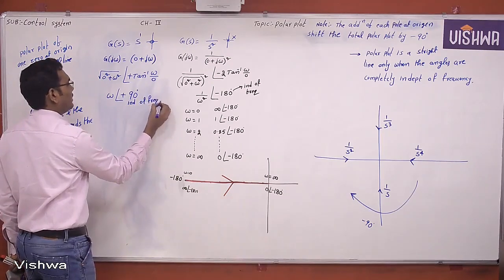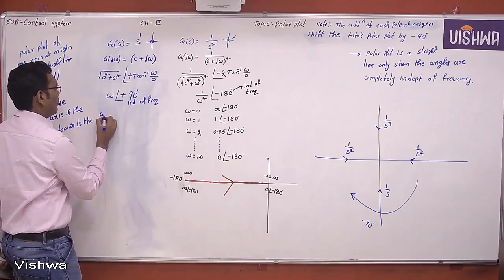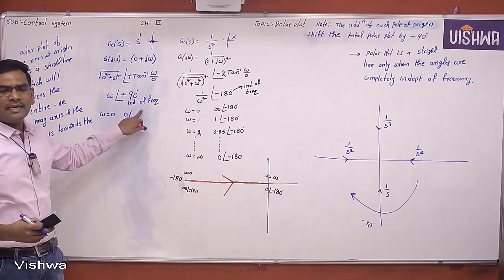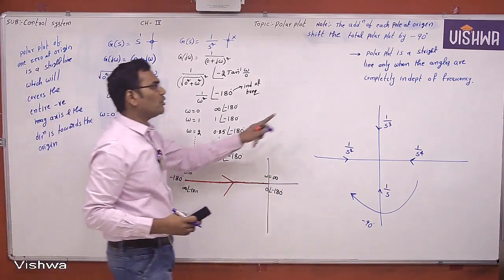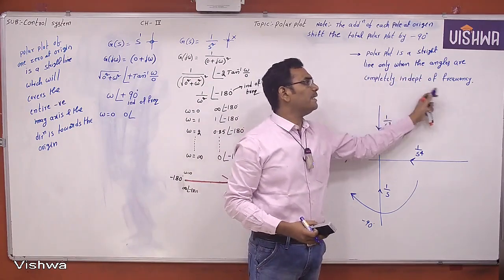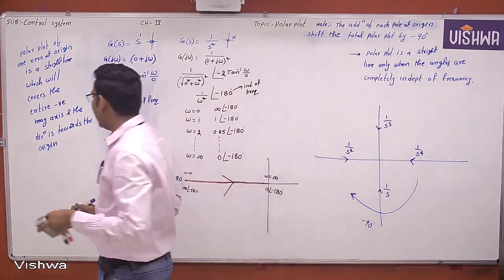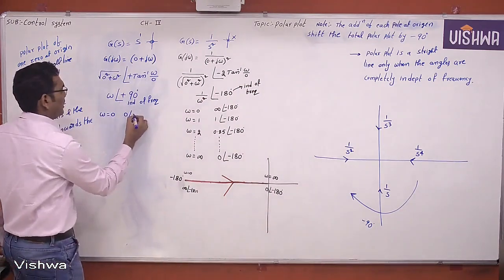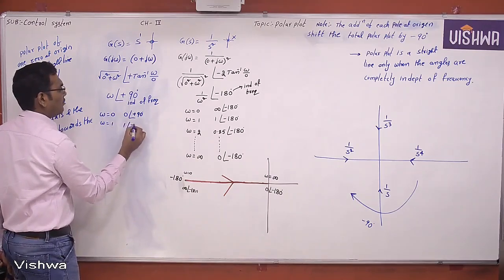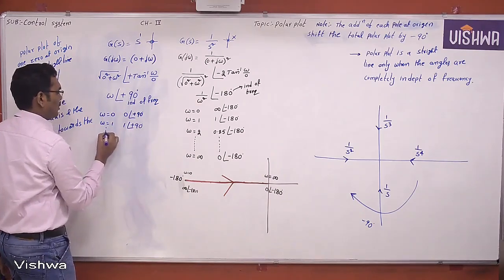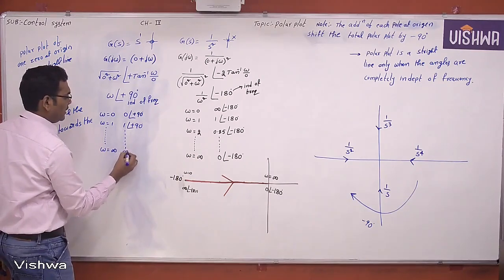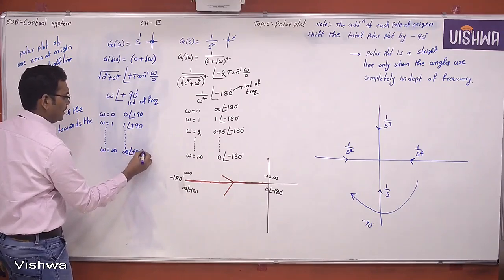Completely independent of frequency. Whenever the phase angle is independent of frequency, in your mind you should remember this point: a polar plot is a straight line only when the angles are completely independent of frequency. Is it right or not? Now, 0 at an angle of plus 90 degrees. When omega equals 1, 1 at an angle of plus 90 degrees, and so on. When omega equals infinity, infinity at an angle of plus 90 degrees.